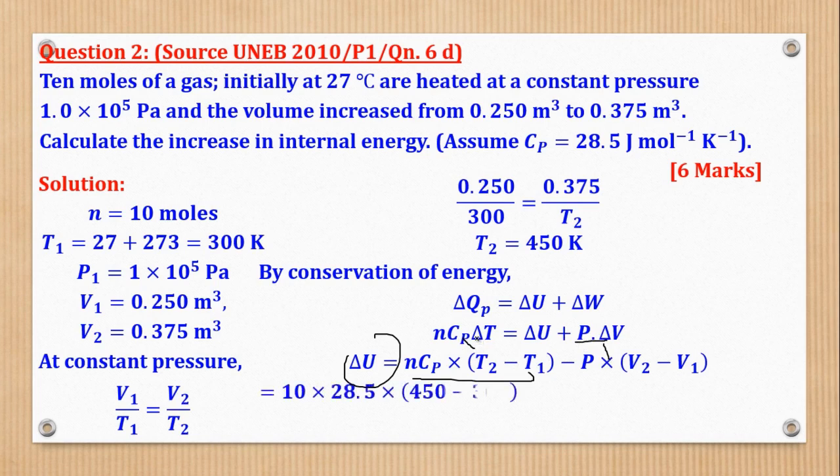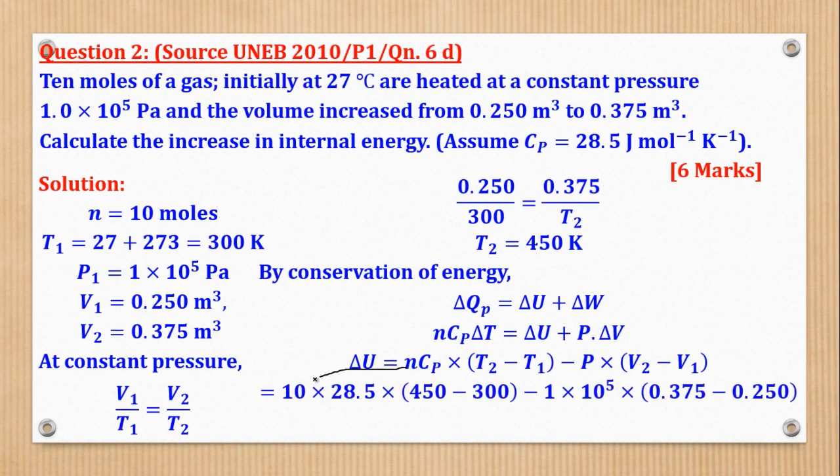Then we come and substitute. Substitute for n, number of moles, substitute for Cp, which was given, substitute for T2, T1, P, V2, V1. And then use a calculator to come up with the answer they wanted. And that would be the internal energy they wanted.